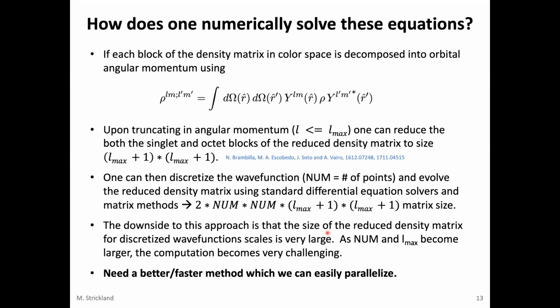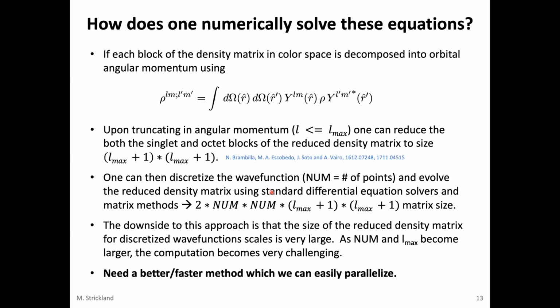Now, if you want to solve this thing, the first thing you might think of is further decomposing the singlet and the octet parts of the density matrix using some angular momentum basis. And then you could truncate that angular momentum basis with some maximum L, and then reduce it to a lower dimensional problem to solve on a computer, and that's what was done in the second of these two papers. You could then discretize the wave function with some specific number of grid points, and then evolve the full reduced density matrix.